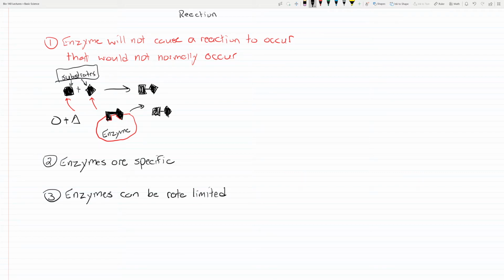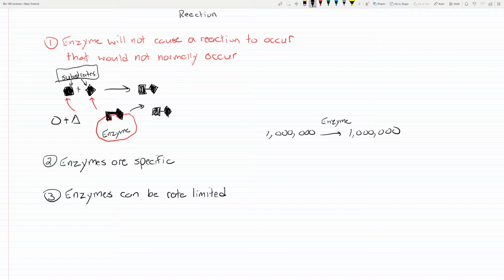Okay, enzymes can be rate limited. So this means if I have one single enzyme, and let's just say I have a million substrates that are eventually going to make 1 million products, and I put an enzyme in here, and that enzyme will do one reaction every second, that means that enzyme will take 1 million seconds in order to get this done. Okay.